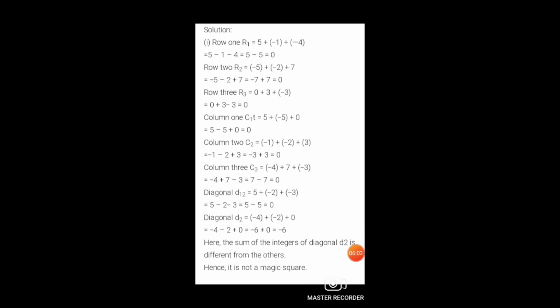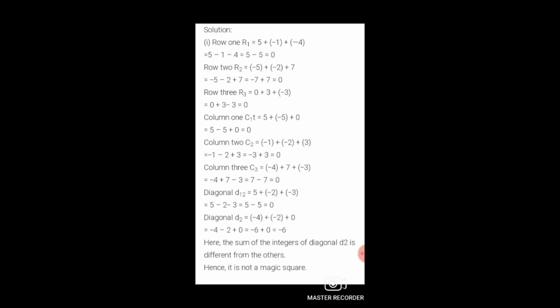Next we have to find the sum for row 2. So minus 5 plus minus 2 plus 7. So minus 5 you have to write as such, plus into minus, that is minus, then 2 plus 7. So minus 5 minus 2, if we have the same sign we have to add and put the same sign. When we are adding, we will get the answer as 7, and before that we have to include minus. So minus 7 plus 7, that is equal to 0. Then row 3, 0 plus 3 plus minus 3.